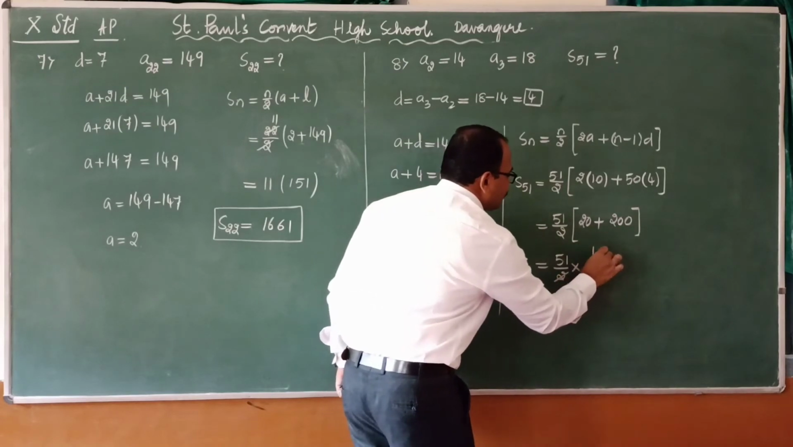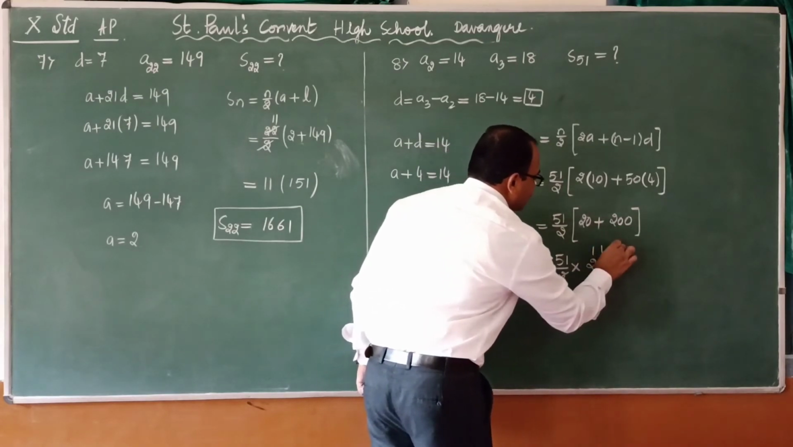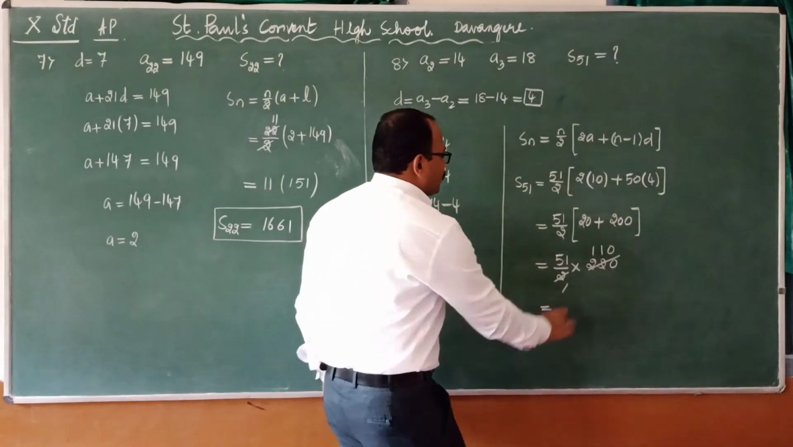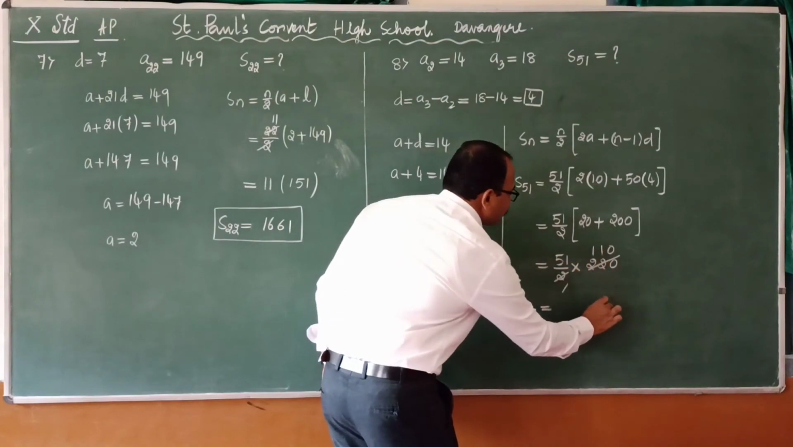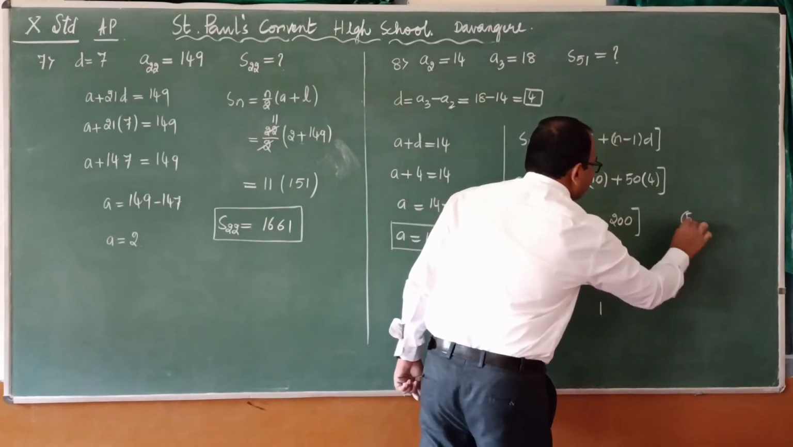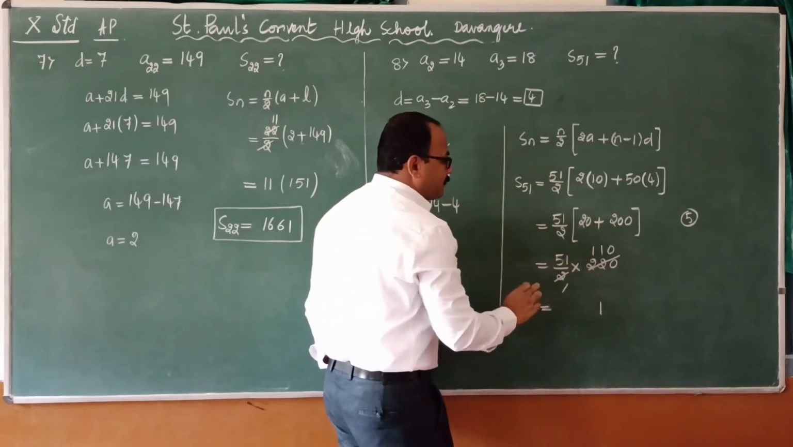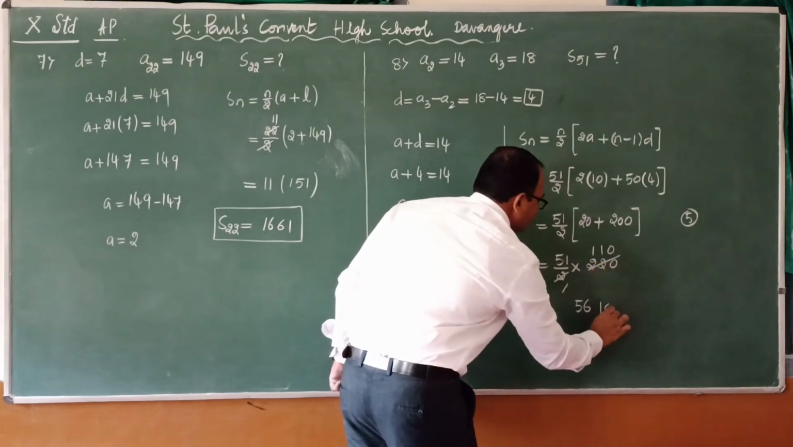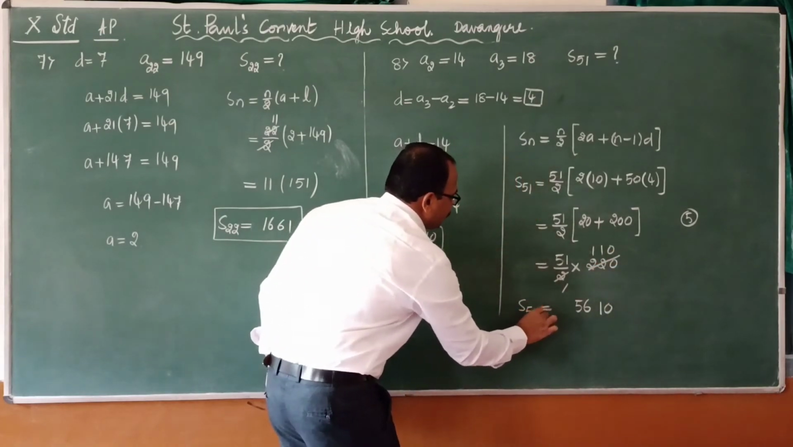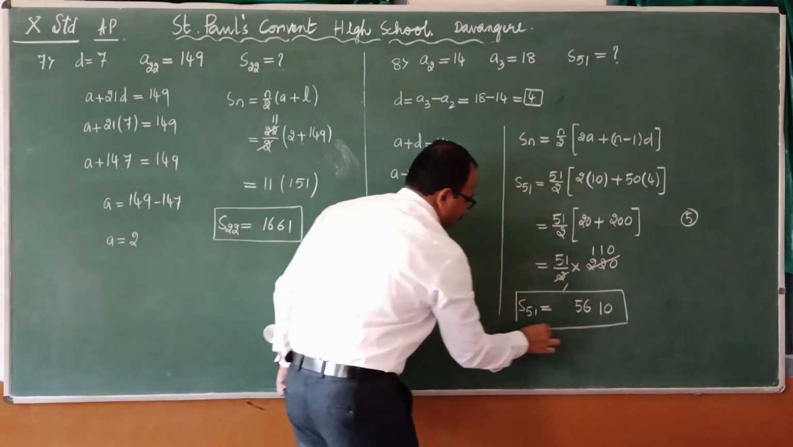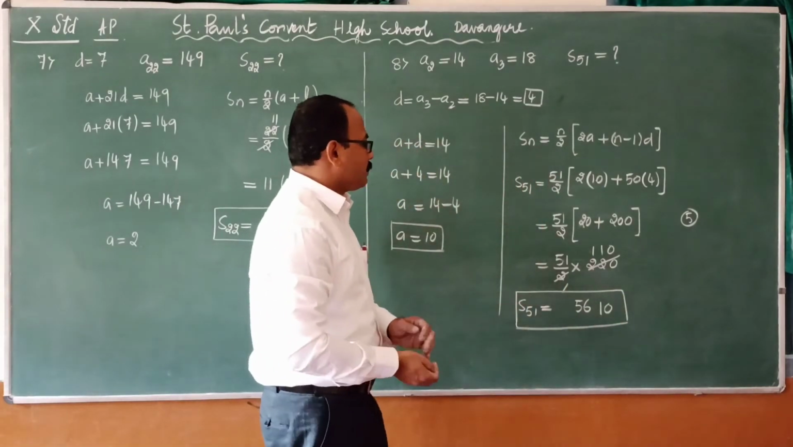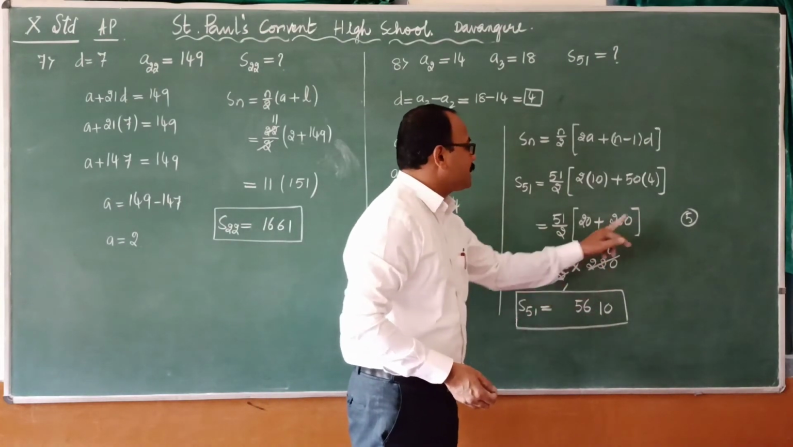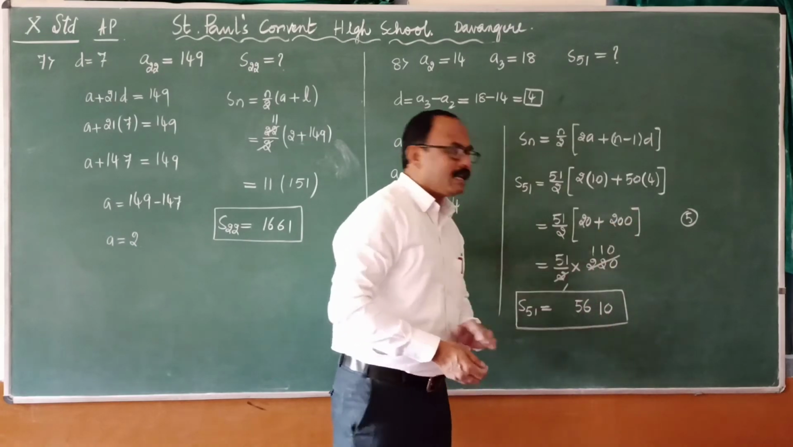110 times, so 51 into 110. Now, 1 into 51, 51, carry 5. 1 into 51, 51 plus 5 becomes 56, then 10. The sum of 51 terms will be equal to 5610.